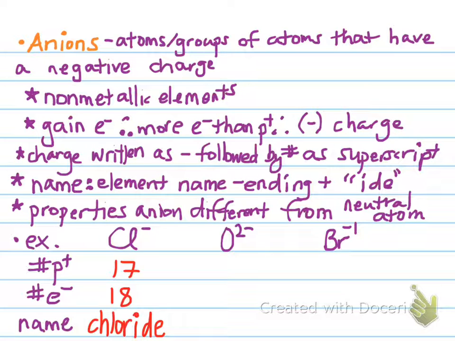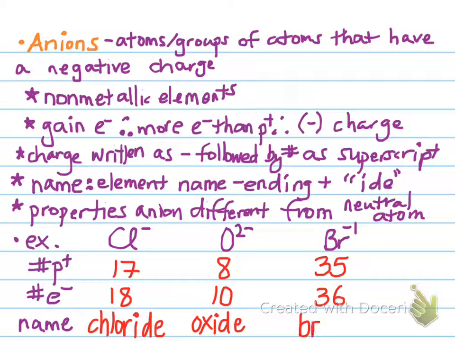Oxygen has an atomic number of 8, so it has 8 protons. It has gained 2 electrons, that's why it has a negative 2 charge, so it's going to have 10 electrons, just like neon, and its name is oxide. For bromine, bromine is atomic number 35, which means it has 35 protons. It has a negative 1 charge, which means it's gained 1 electron, so now it has 36 like krypton. And it's going to change from being bromine to being bromide.